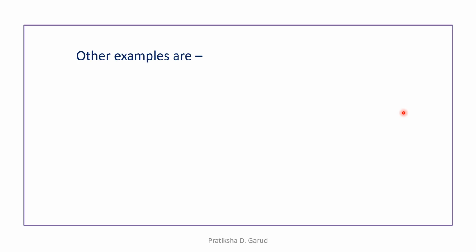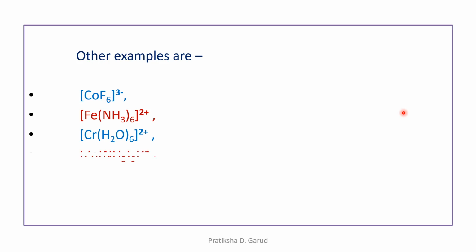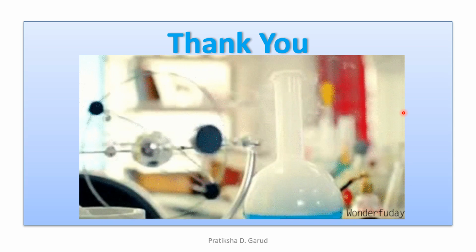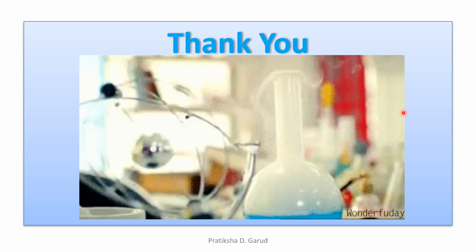Other examples are, the first one is the [CoF6]3-, [Fe(NH3)6]2+, [Cr(H2O)6]2+, and [Zn(NH3)6]2+. Okay, so these videos show the valence bond representation of the tetrahedral complexes, then square planar complexes. Third one is the trigonal bipyramidal complexes, and lastly we have studied the octahedral complexes. Thank you.